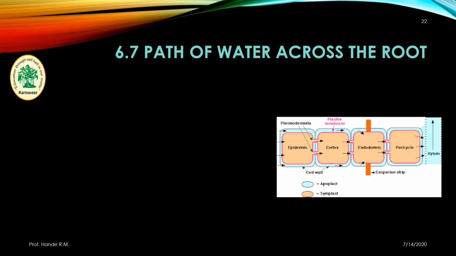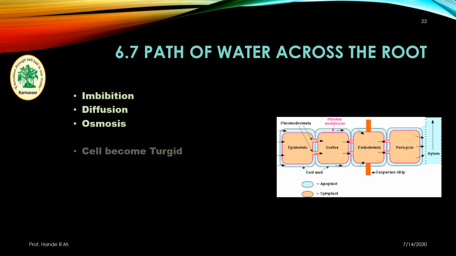Next point is the path of water across the root. We study that water is absorbed by the root hair cell through three sequential processes. First is imbibition, second is diffusion, third is osmosis. After the osmosis, the cell becomes turgid. Due to the turgidity, turgor pressure increases.